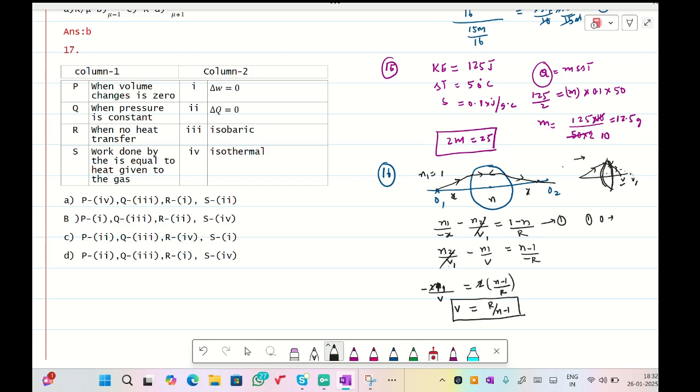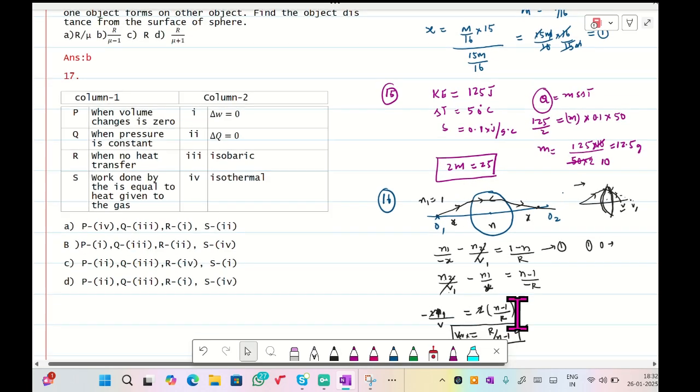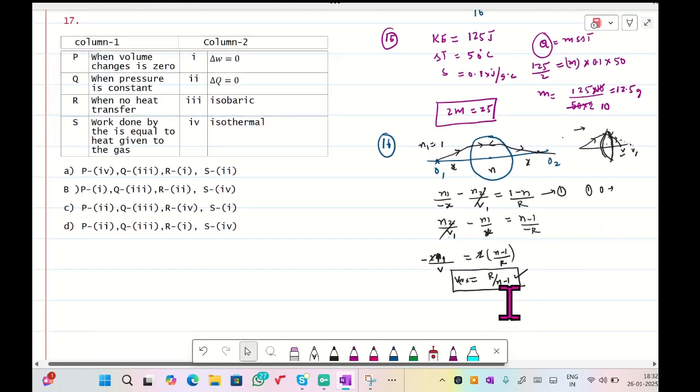So this n2 by v1 and n2 by v1 get cancelled. Therefore minus n1, 1 by x, and v are the same. Here also the final image is x only. Therefore 2 into 1 by x is equal to, here minus r is there. Take minus common, 1 minus n. Therefore 2 into n minus 1 by r. Therefore x is equal to r by n minus 1. This is the answer, r by mu minus 1. So option B. Coming to the 17th question.